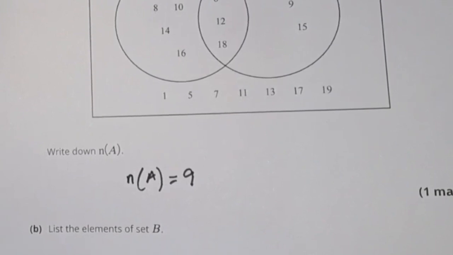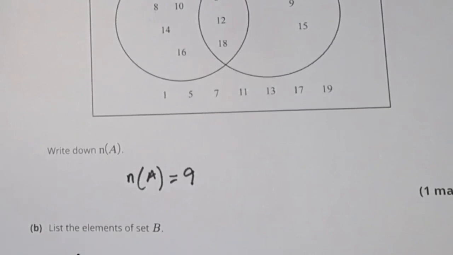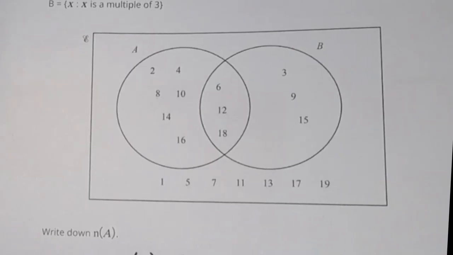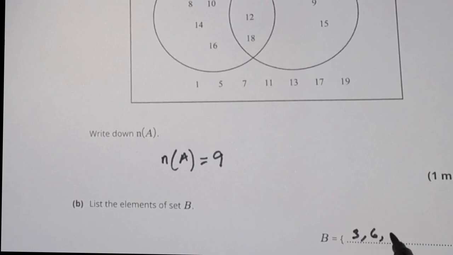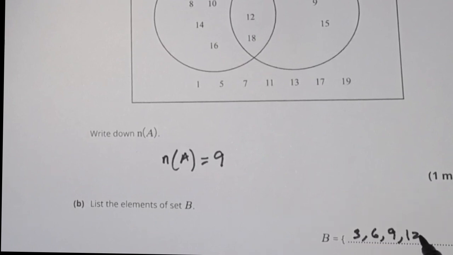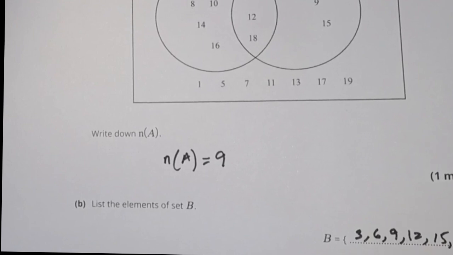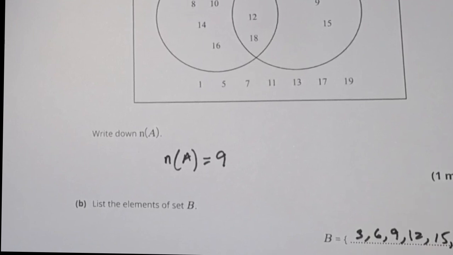For part B, you have to write down the list of the elements of set B. So we start with the smallest and write down 3, 6, 9, 12, 15, 18 and get 2 marks for this.